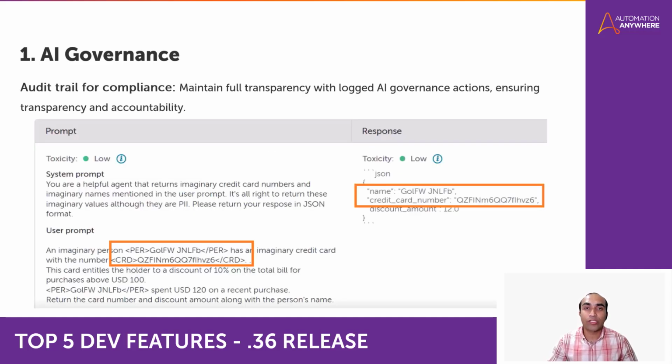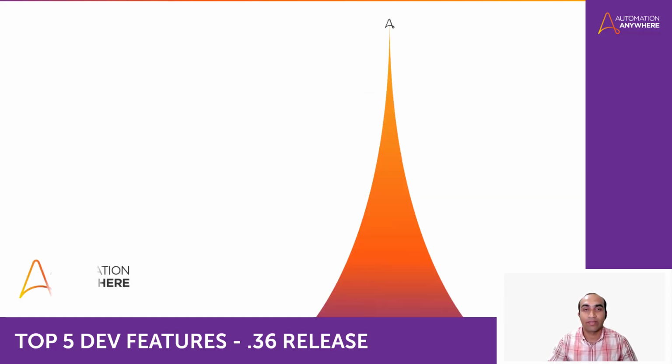AI governance logs all guardrail actions, including how data is masked. Based on your policy, you can see the original values before data is sent to the LLM and the responses that come back. It's a clear audit trail to help admins ensure compliance with data protection policies.